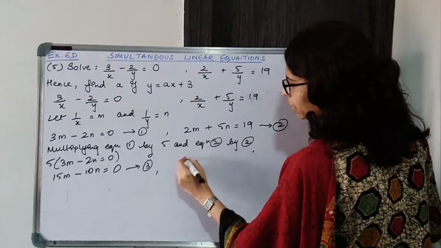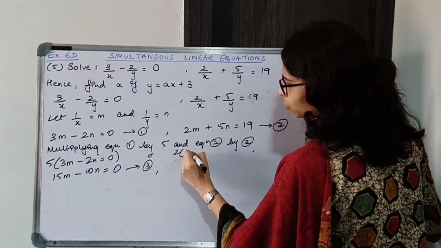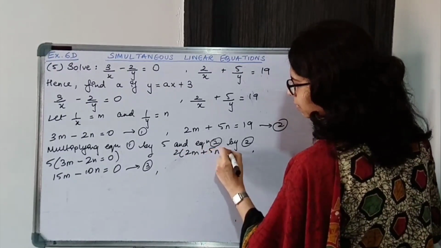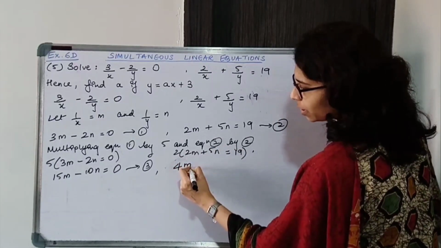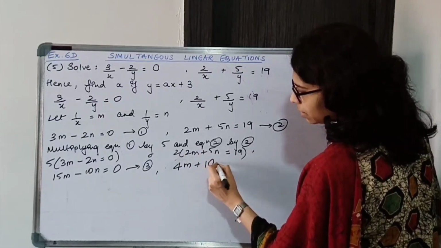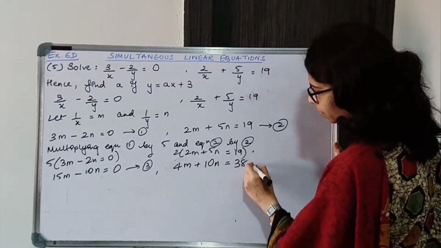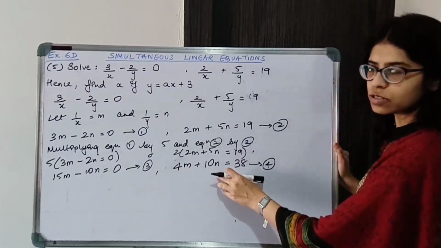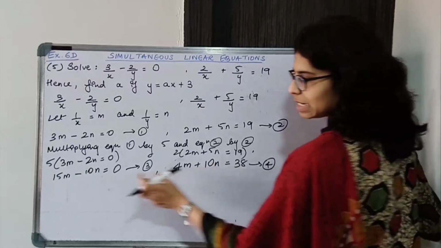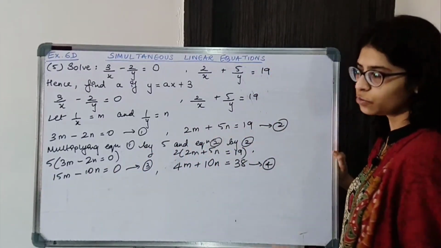Over here we'll multiply by 2, so 2 into 2m plus 5n equals to 19. 2 2s are 4, 4m, 2 5s are 10 and 2 19s are 38. Okay, mark this as 4. Now we'll add the two equations because here it is plus 10, here it is minus 10. The signs are opposite, so when the signs are opposite you add the two equations.